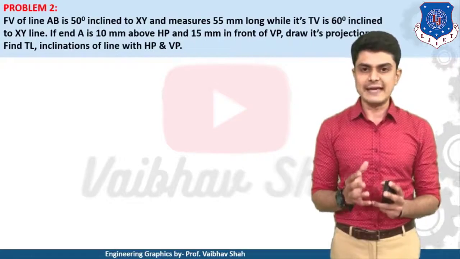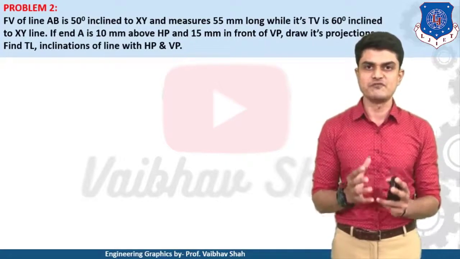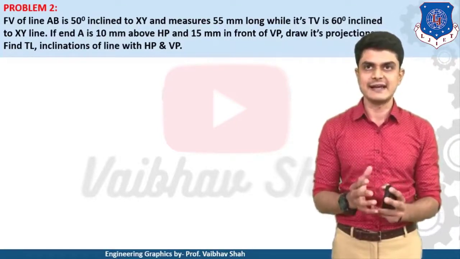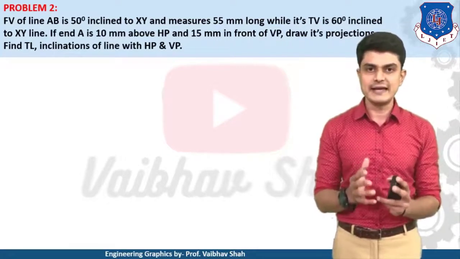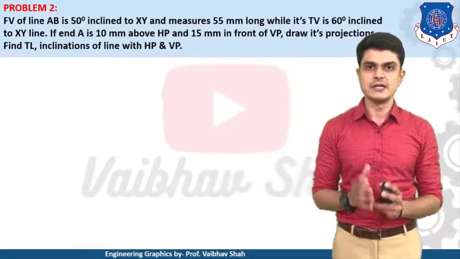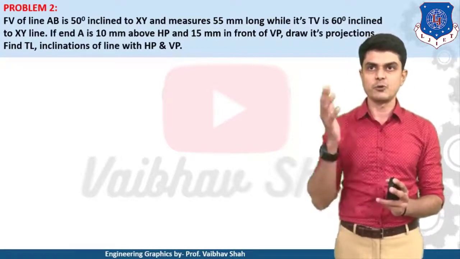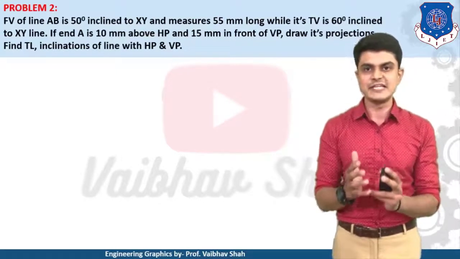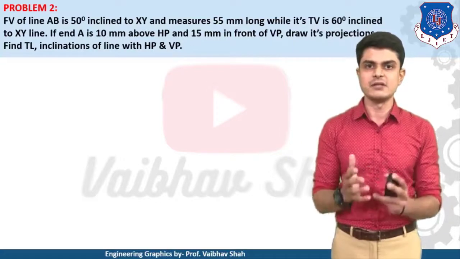Front view of a line AB, 50 degree inclined to XY and measures 55 long, while its top view is 60 degree inclined to XY line. If the end point A is 10 mm above HP and 15 mm in front of VP, then draw its projections and find true length and inclination of a line with HP and VP. So first let us understand the problem statement and then we'll move ahead.